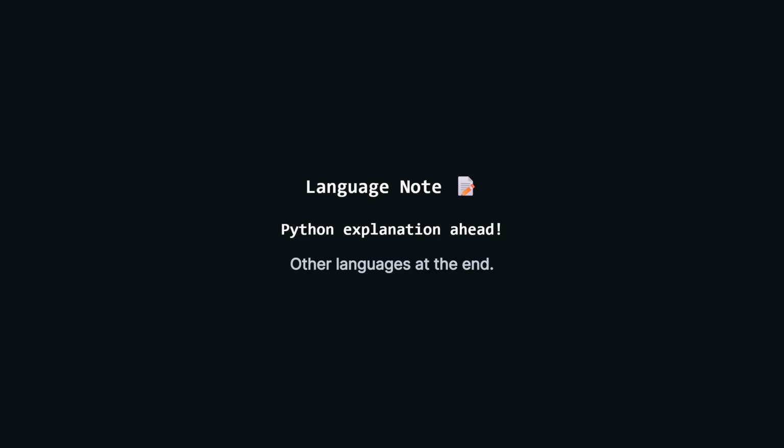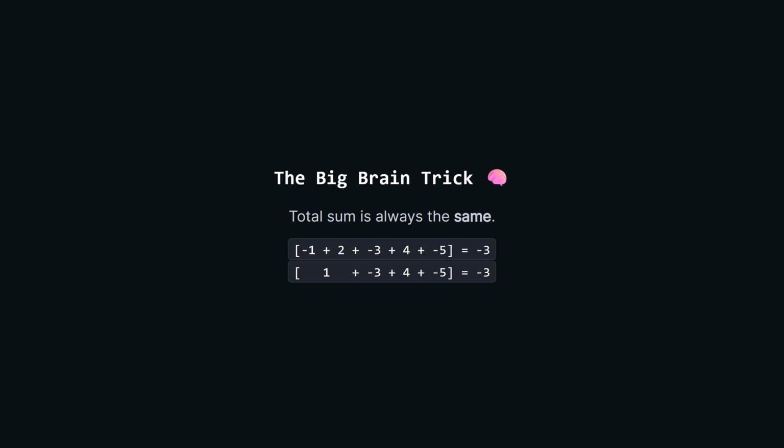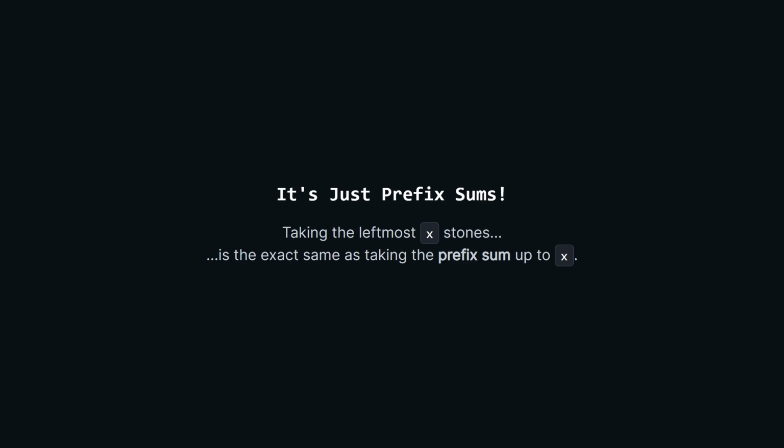We will walk through the logic using Python, but I'll provide the code for Java, C++, and JavaScript at the end of the video. The biggest secret to solving this game is noticing that no matter what moves you make, the total sum of all stones on the board never changes. Because you always put the sum back on the left side, picking stones is mathematically identical to just picking a prefix sum from the original list.